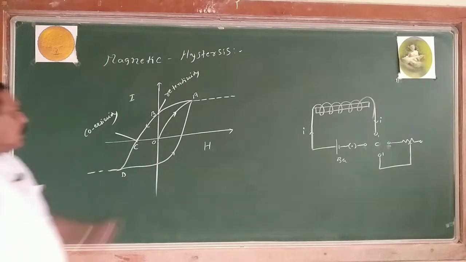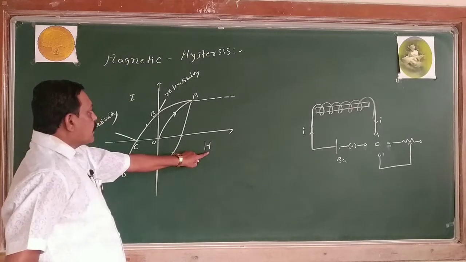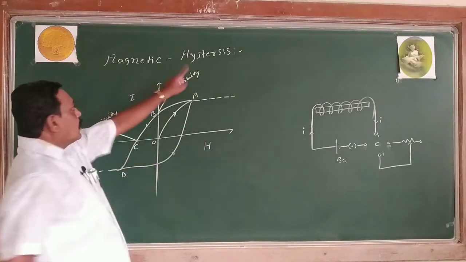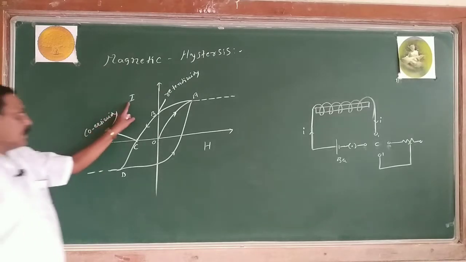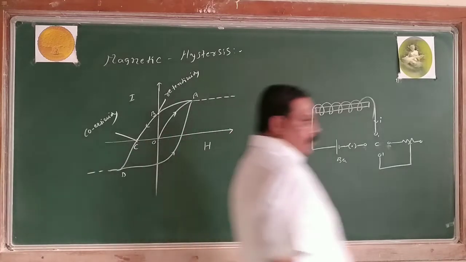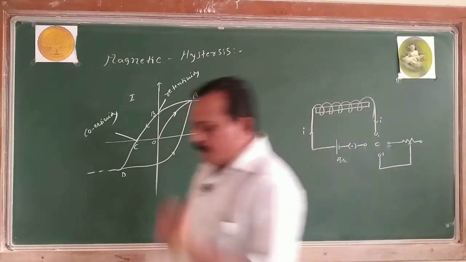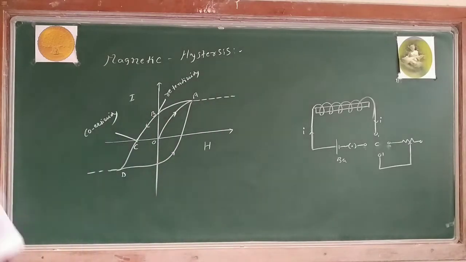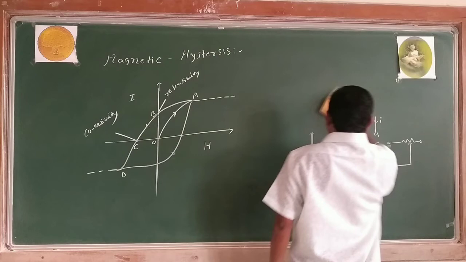Here the intensity of magnetization lags behind the magnetizing field. Hence it is called magnetic hysteresis. Hysteresis is a Greek word meaning lagging behind. Here I lags behind H. Now this is about magnetic hysteresis.